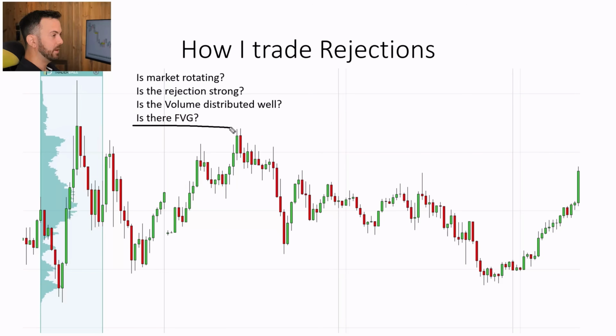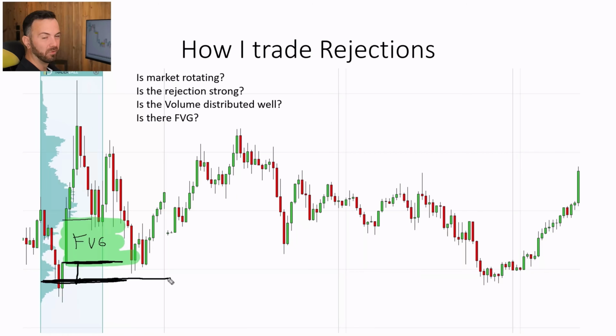Is there a fair value gap? Well, in this case, I would prefer the fair value gap to be somewhere in here, right above this heavy volume zone. We do have a fair value gap, but it is a little bit higher. Let me mark that for you. This bullish fair value gap beginning in here, but I prefer if it actually was beginning in here at the beginning of the volume cluster.